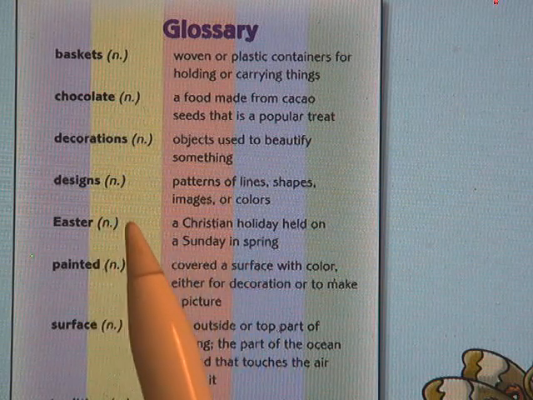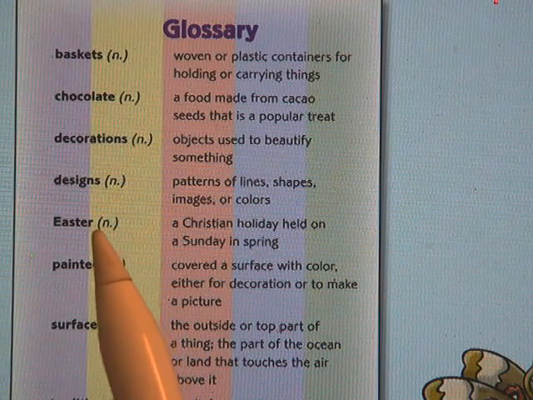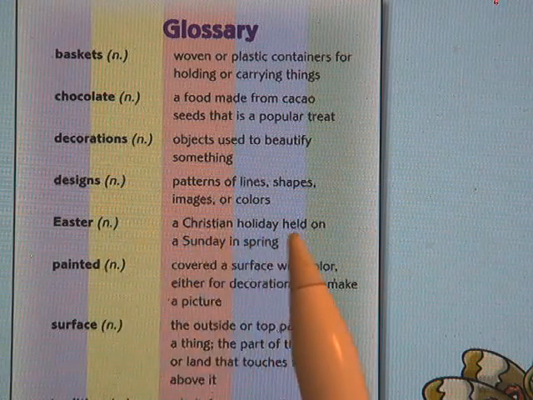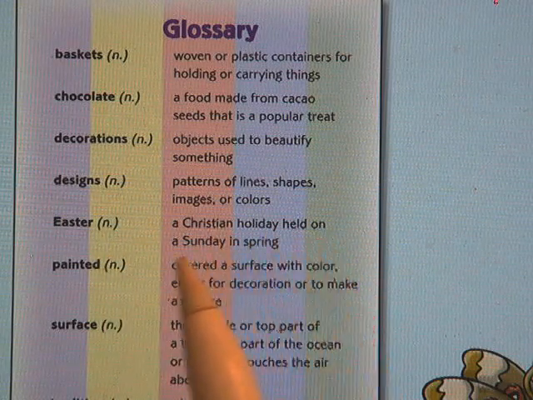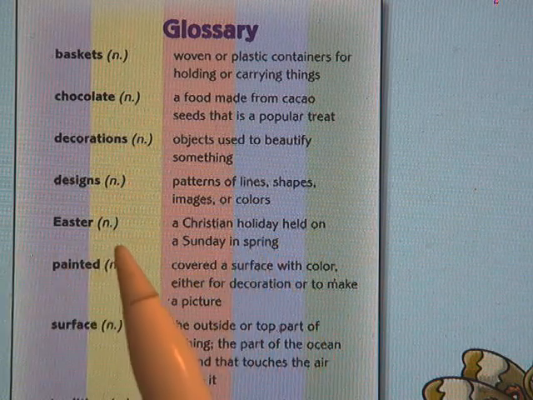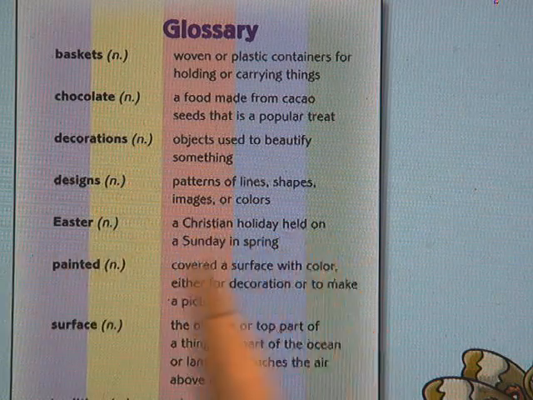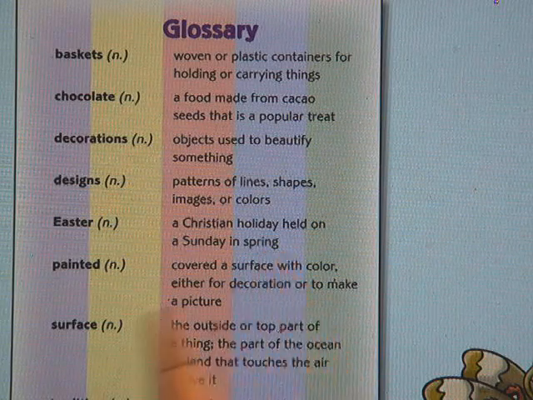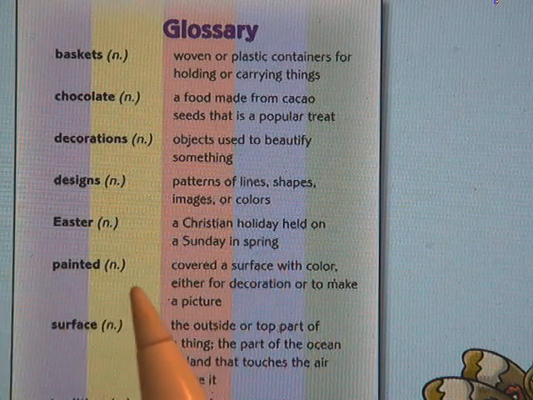It's a noun. It's a person, place, or a thing. It's not a person. It's a thing. A Christian holiday held on a Sunday in spring. Say Easter. A Christian holiday held on a Sunday in spring. The next word is painted.